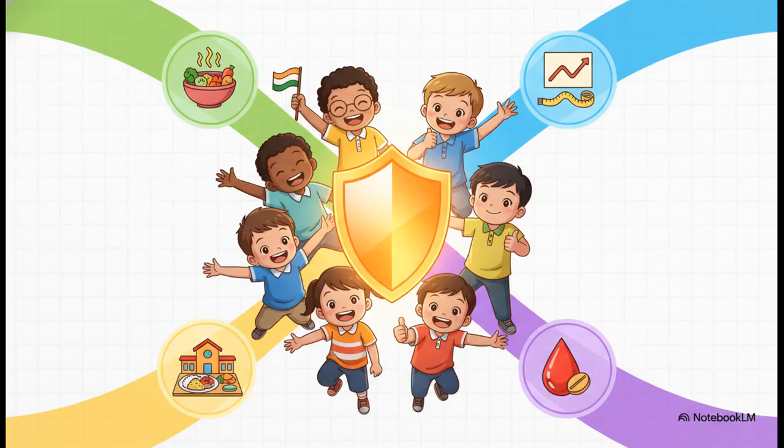And on a bigger scale, this requires a massive, coordinated effort. You see examples of this in national programs like the Integrated Child Development Services, which provides nutrition, or the Poshan Abhiyan mission, which aims to reduce stunting, and even the midday meal scheme in schools. They're all trying to hit this problem from different angles.